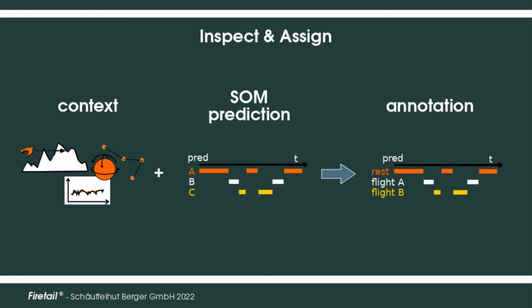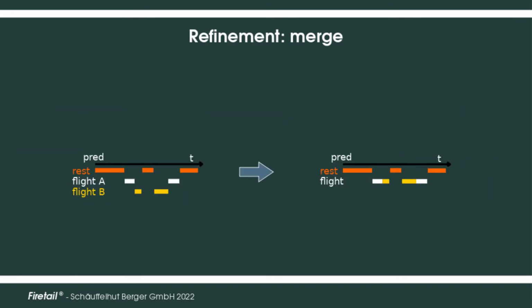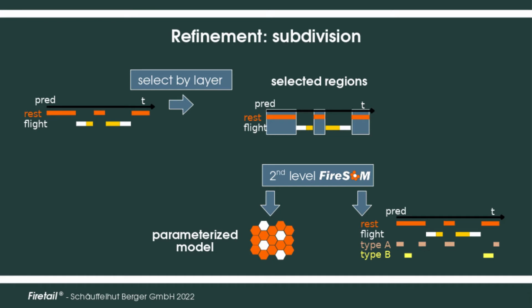We can then use the FireSOM prediction, the Firetail acceleration segmentation algorithm, to get an initial draft of the annotation, for example rest, flight, or specific flight behaviors, specific types of flight. There are a couple of refinements that I talked about last time. For example, merging of lanes is possible to just join categories, and a new one is available in Firetail 8, which is subdivision. You can select a complete layer.